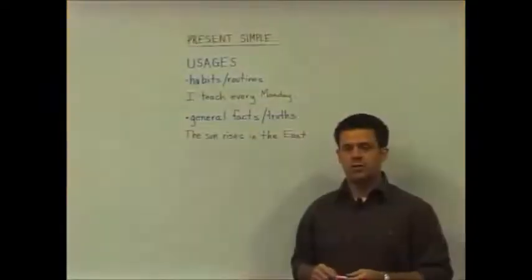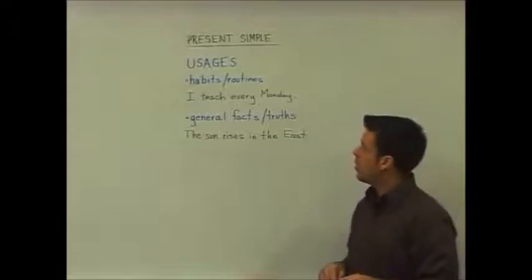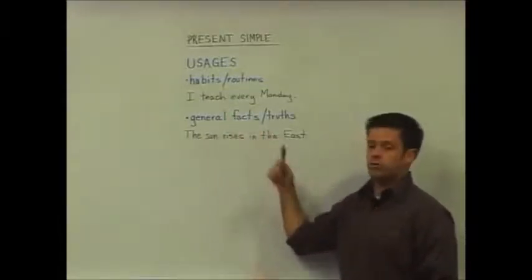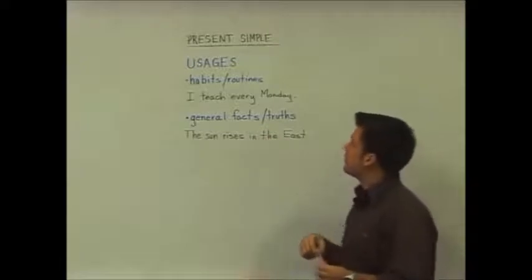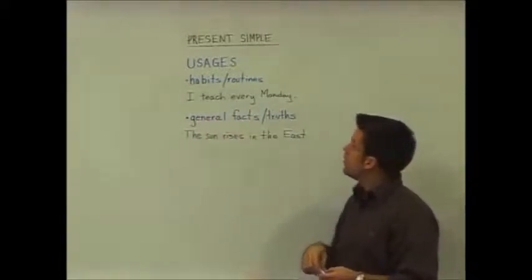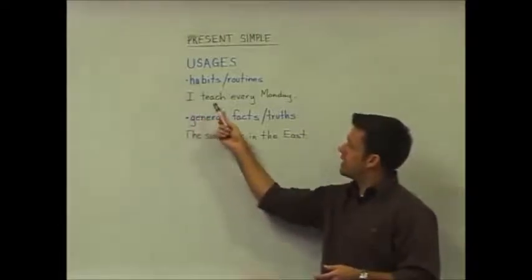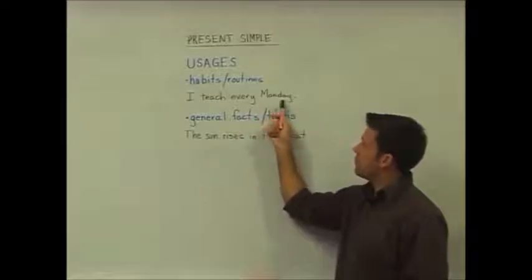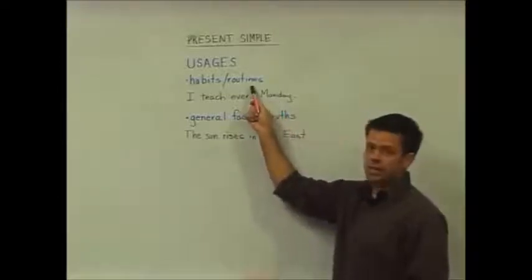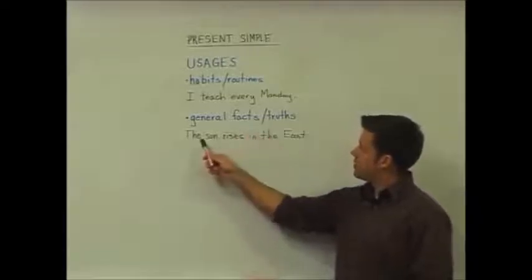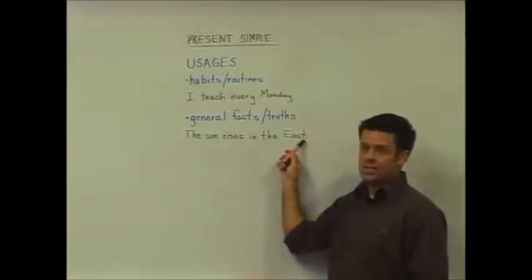The two most common usages for the present simple tense are habits and routines, as well as general facts and truths. Our example of routine would be I teach every Monday. We've used our subject I, our base form to teach, and every Monday, speaking about the routine that I have. We also have our general facts. The sun rises in the east.